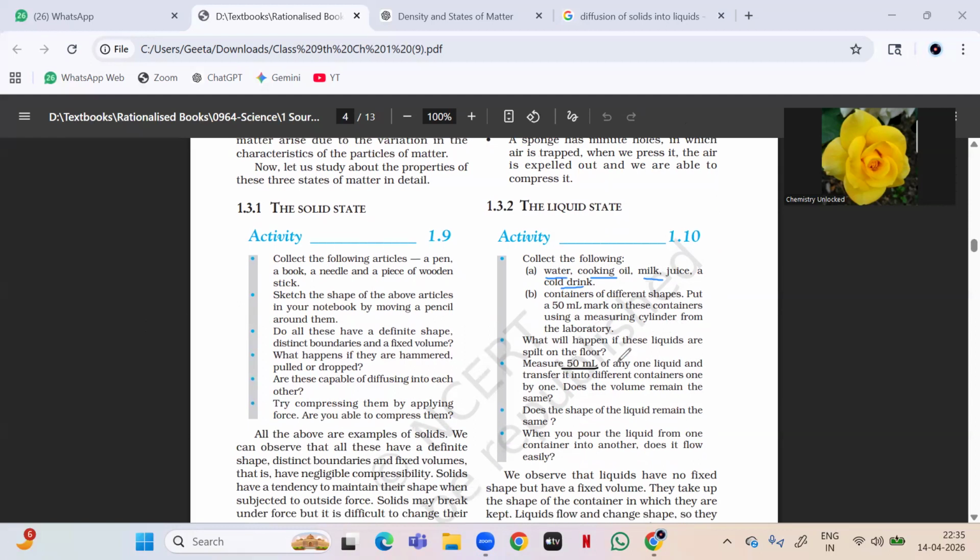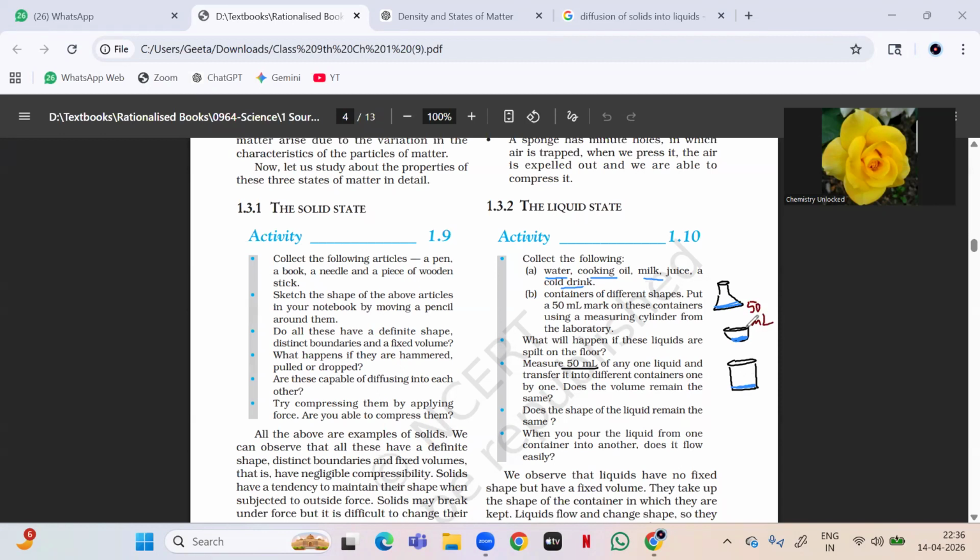So if we take 50 ml of each liquid, and suppose we have a conical flask, an evaporating dish, and a beaker. Now if you pour 50 ml of liquid or water in them, it will take the shape of the container, right? Like this, like this. But the volume of the liquid in all the cases will still be 50 ml.